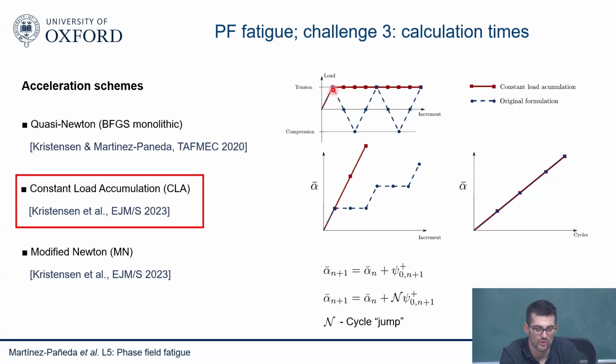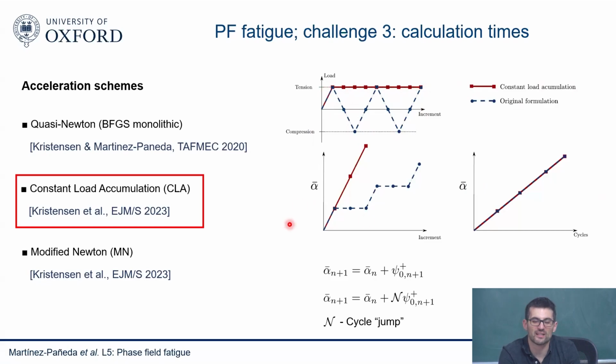So we don't have to go tension, compression, tension, compression. You could in principle just move along this line over here. You just need to know what is the load that you're applying. You can see here the different approaches, and you get basically exactly the same result. This is the original formulation, and this is the constant load accumulation. At the end of the day, you accumulate the same alpha with the number of cycles. You just need to think of your alpha max.